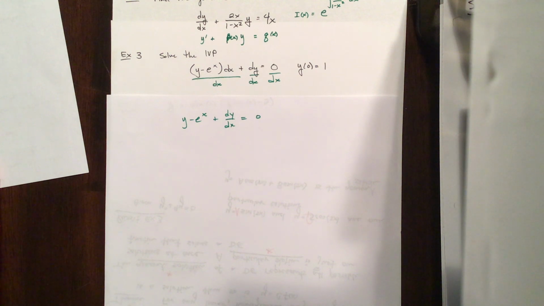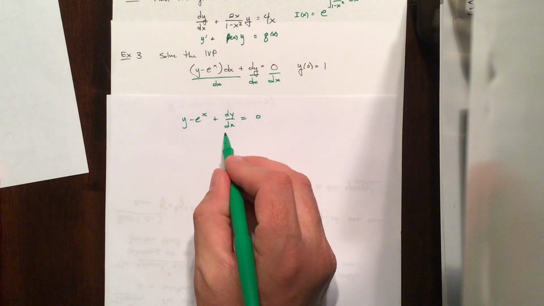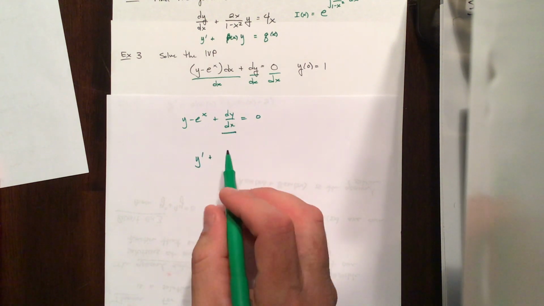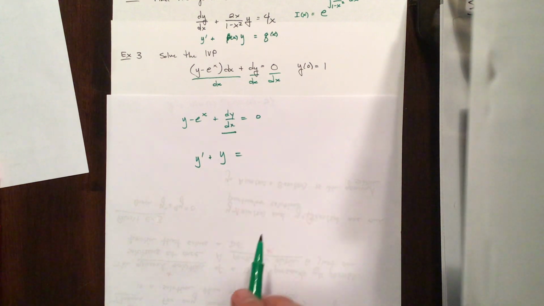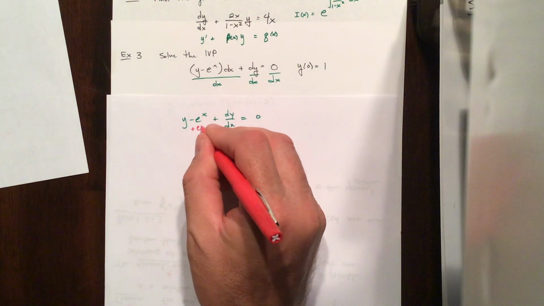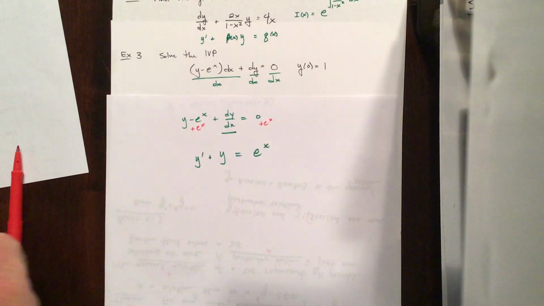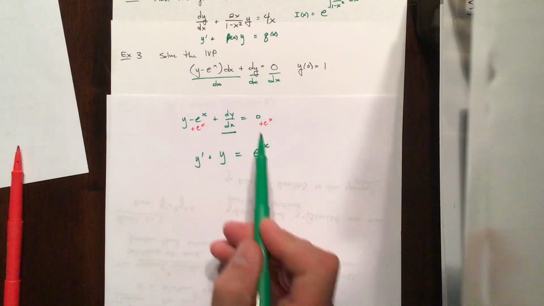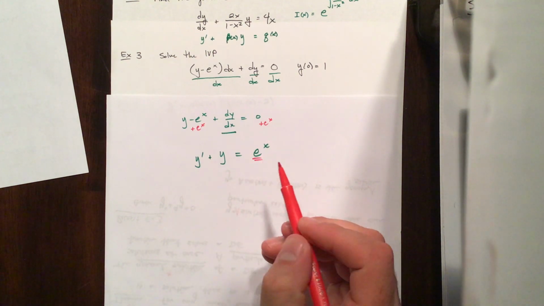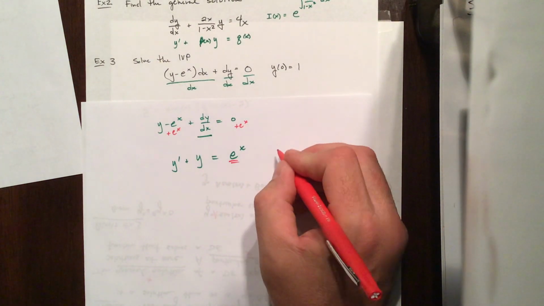Now, writing this in the correct format, we want y prime to lead off, plus y equals e to the x. So I'm going to add e to the x to both sides, and leave the y on this side. And there you go. So now I'm of the form y prime plus p of x times y equals q of x. This is my q of x. What is my p of x?